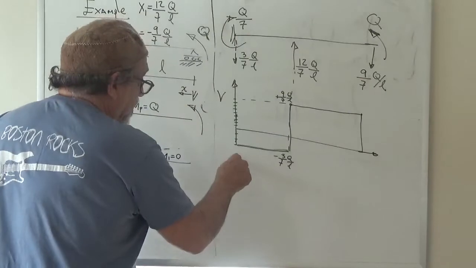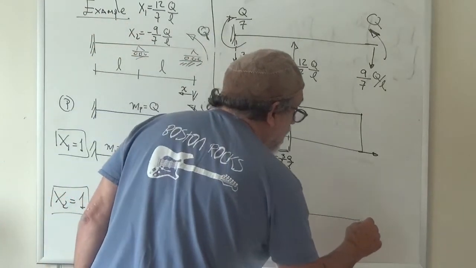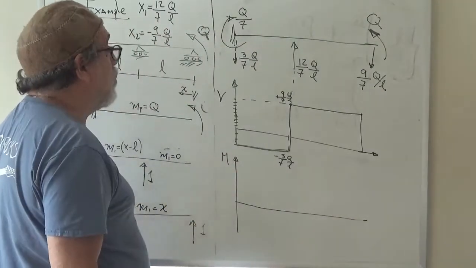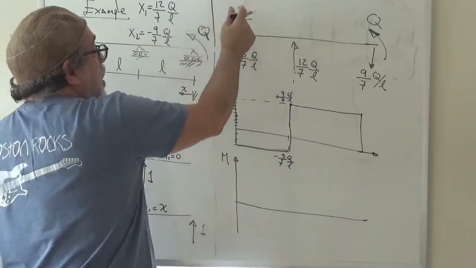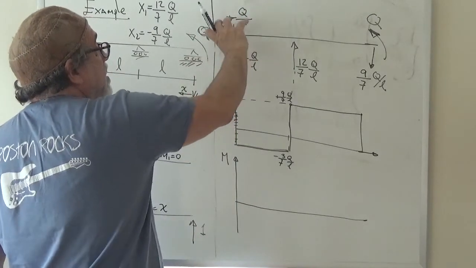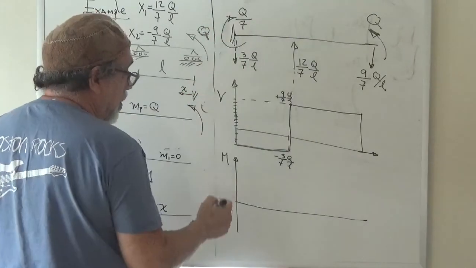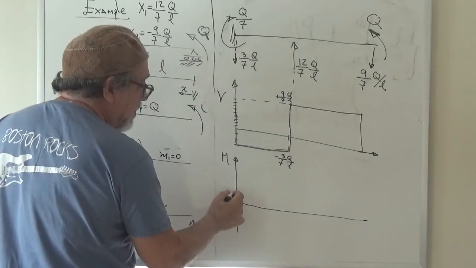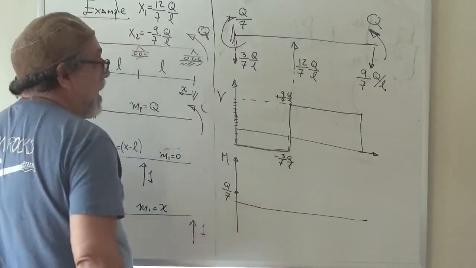And then our moment diagram, which we normally would plot on the compression side. So this moment here is putting compression on the top of the beam, right? This Q is putting compression on the top of the beam. So we would plot that on the top side as Q over 7.